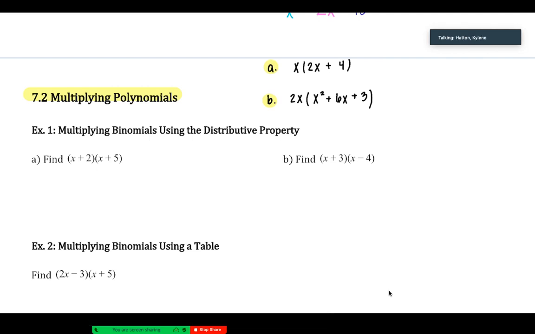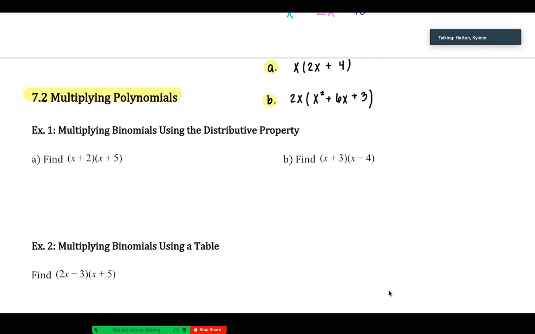Okay, so the 7.1 notes, that was mostly adding and subtracting polynomials, and now we're shifting towards multiplying. We've all learned about the distributive property. When you have a number in front of parentheses that has a group of terms in it, you distribute that number, that term in. That's basically what we're doing today, but on a slightly different scale.